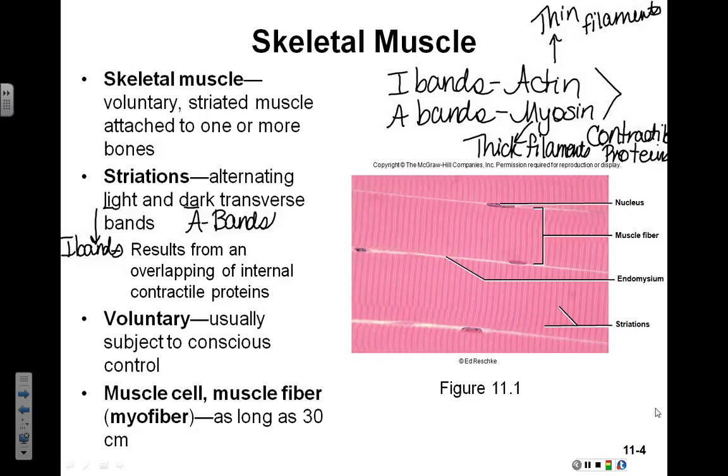Oftentimes, we think that when your muscles are shortened, it's because of actin and myosin, but that is not always the case. Actin and myosin slide past each other, which is called the sliding filament theory. You need to be familiar with this for your final exam. Sliding filament theory is simply that theory where actin and myosin typically slide right past each other. But what's going to shorten is the sarcomere.